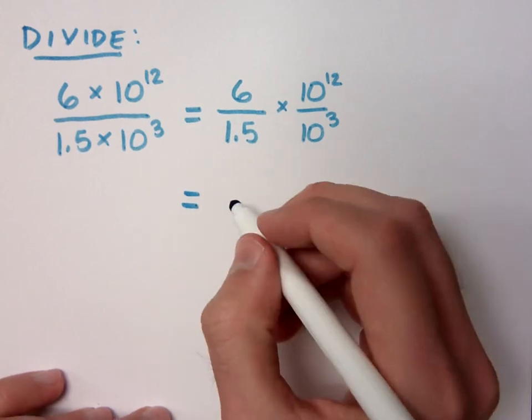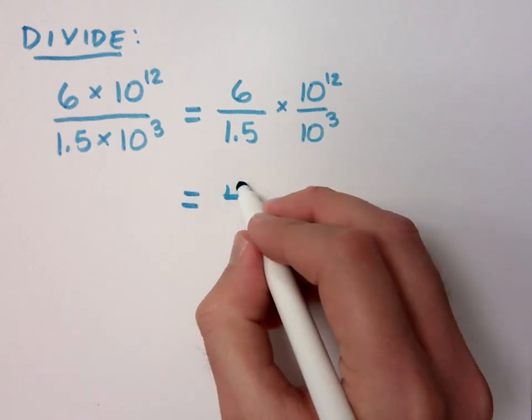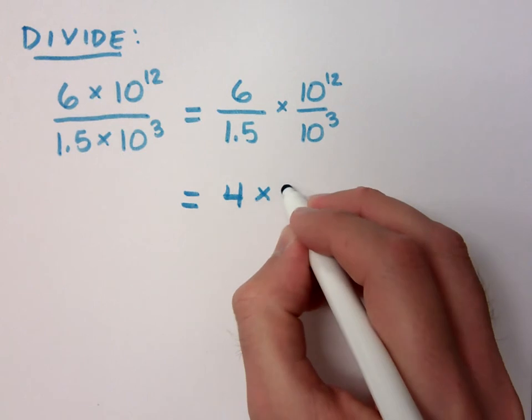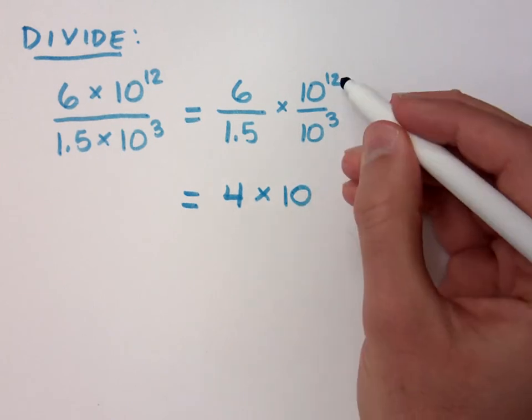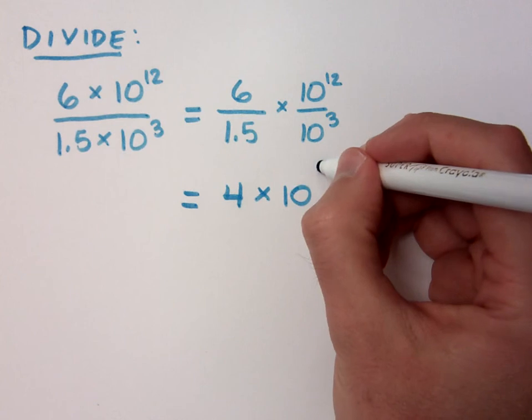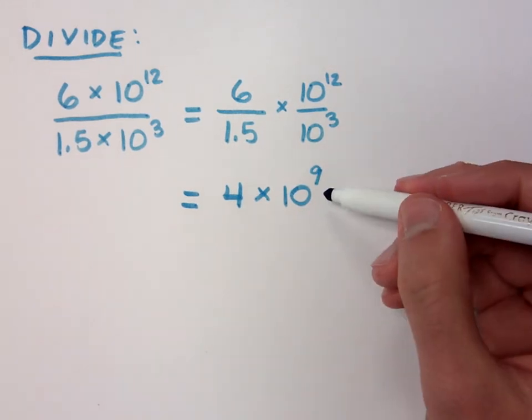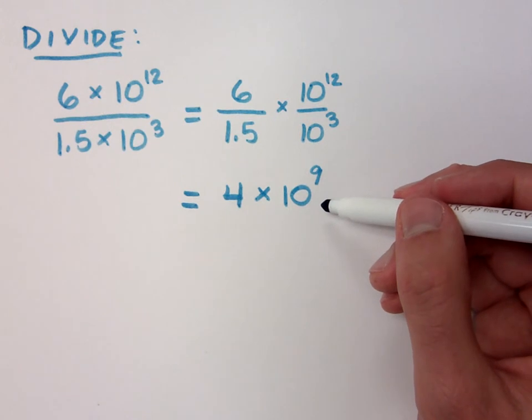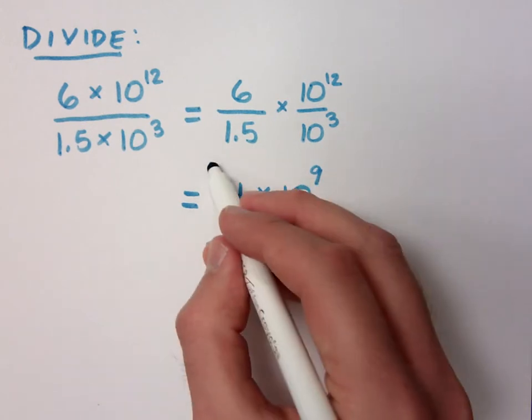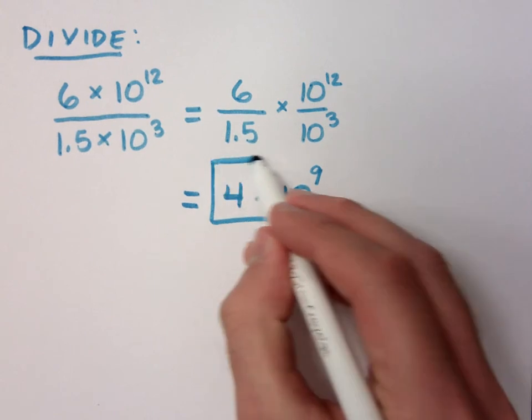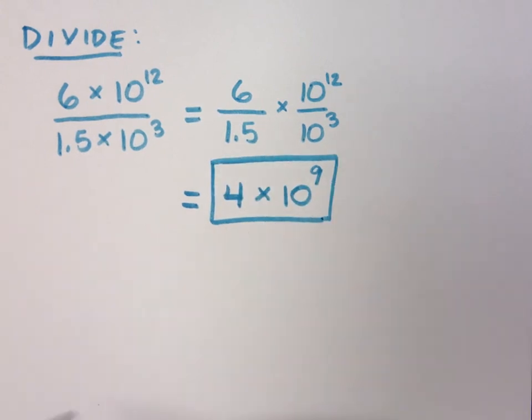What's 6 divided by 1.5? 4. Okay. And what would you say about your powers of 10? When you divide, you do what with the exponents? You subtract, so 12 minus 3 is 9. Is this answer in scientific notation? Yeah. Less than 10, more than 1. 4 is between 1 and 10. Right? Do y'all agree with that? Cool beans.